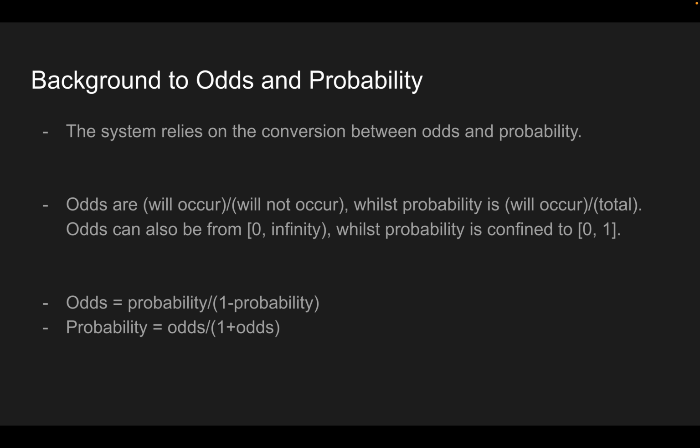Well, probability is will occur over total. There's one instance where it will occur, but the total is 6, so it'd be 1 over 6. And odds can be from 0 to infinity, while probability is confined to 0 to 1. Because, let's say you're looking for anything except 6, then the odds would be 5 to 1. But for probability, this will be 5 over 6. And the conversion for them is pretty simple, as you can see here. Odds is equal to probability over 1 minus probability, and probability is equal to odds over 1 plus odds. So it's rather simple there.